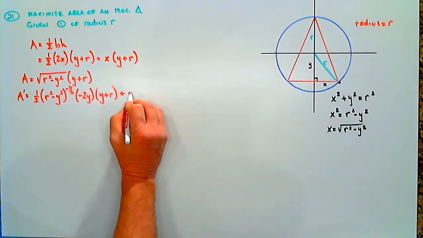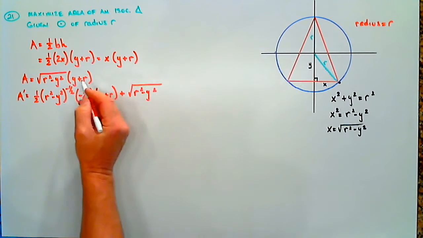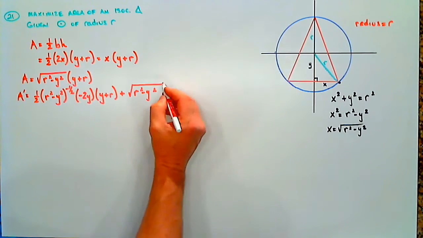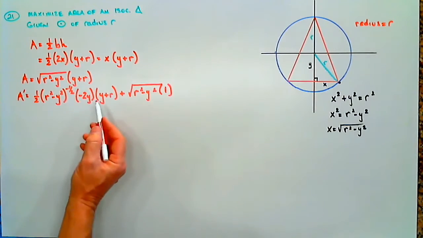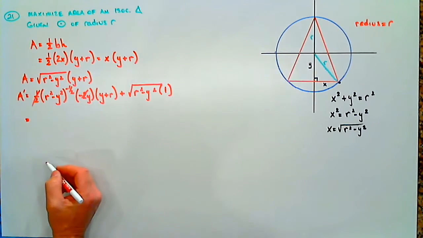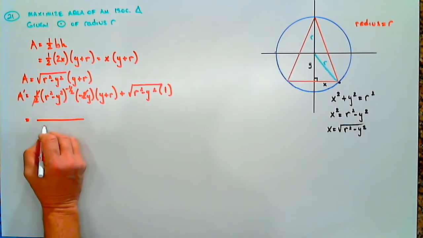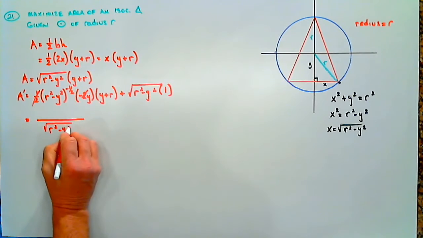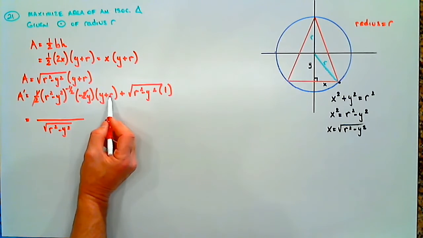Plus the first term, the square root of r squared minus y squared, times the derivative of y plus r. Again, r is a constant. This is just y, so the derivative of y is 1. Now what do we have? If we simplify, this 2 cancels this 1/2. This goes in the denominator, so down below we have the square root of r squared minus y squared. The numerator now is y times y plus r.